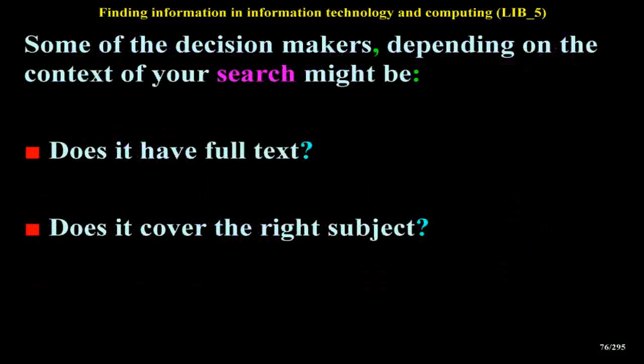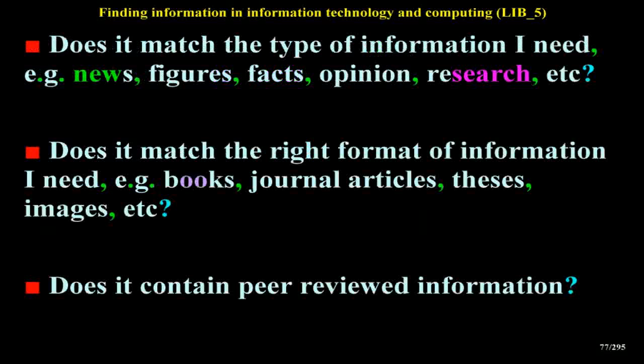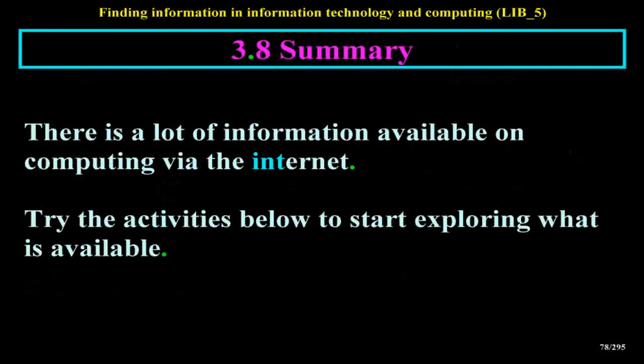Some of the decision makers, depending on the context of your search, might be: does it have full text? Does it cover the right subject? Does it match the type of information I need, e.g. news, figures, facts, opinion, research, etc.? Does it match the right format of information I need, e.g. books, journal articles, theses, images, etc.? Does it contain peer-reviewed information?